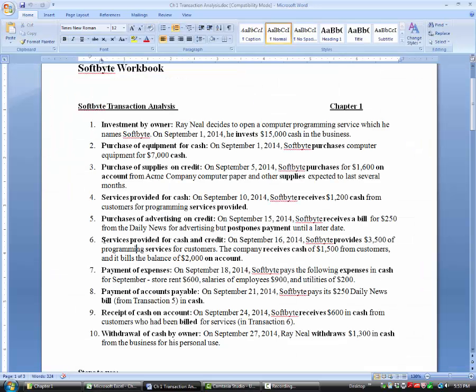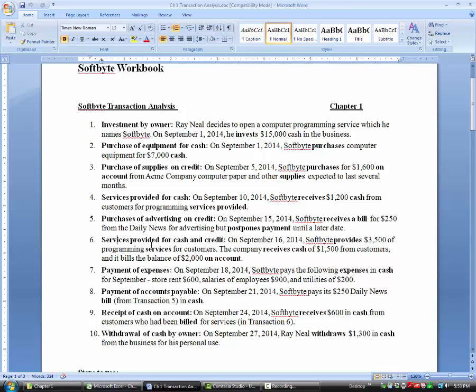Looking at transaction number 6, we see that services have been provided. Again, when you see the words services provided, you immediately want to be thinking that revenue is increasing. Okay, so services provided, automatically we should be recognizing revenue. But some of the services were paid for in cash and some were on credit. Now, when services are provided on credit, that means that our customers have received the service, but they have not yet given us the cash for the service, which means that we will be receiving the cash from them in the future.